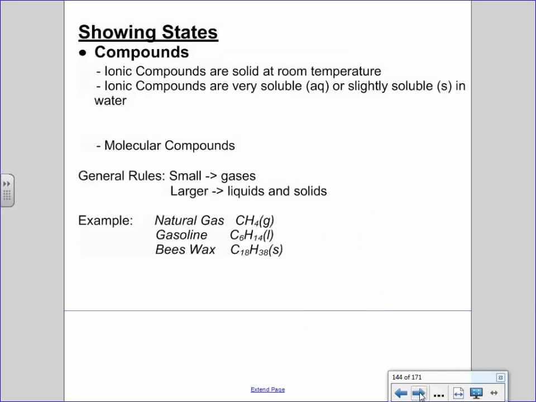Okay, and that's what I got here, just the same concept. Don't forget that sometimes we're going to put a little state of matter afterwards, G, L, and S. So again, G for gas, L for liquid, S for solid.